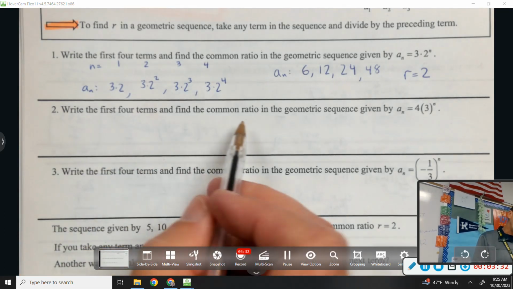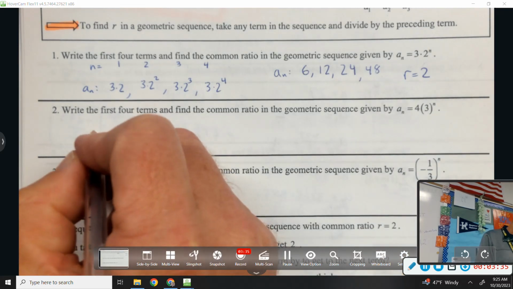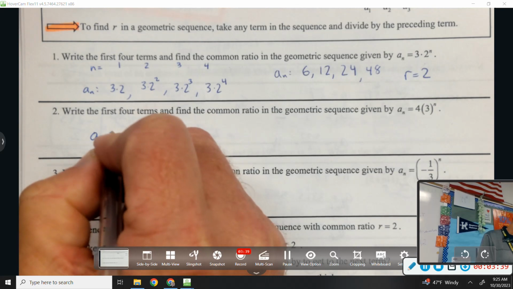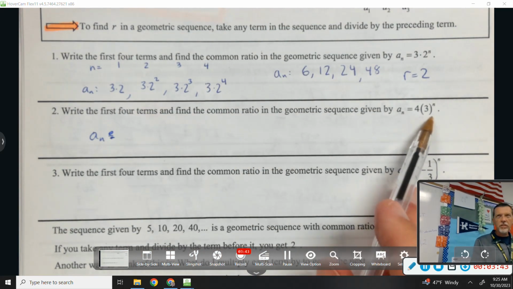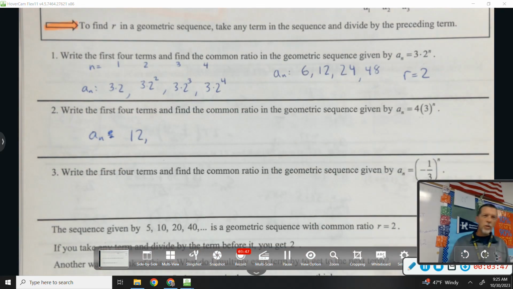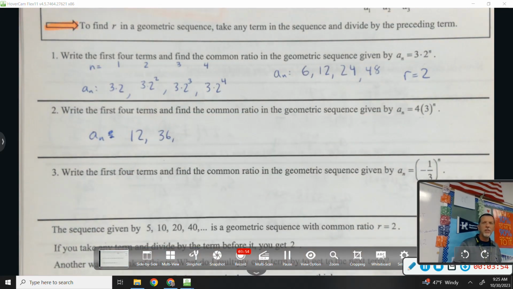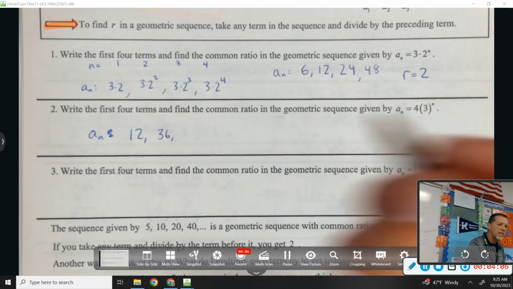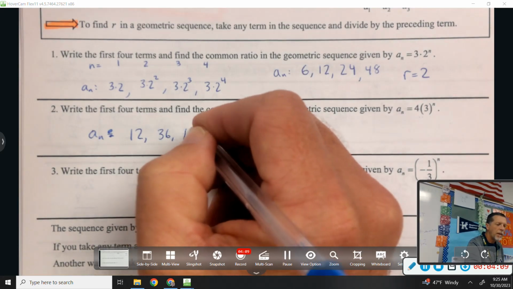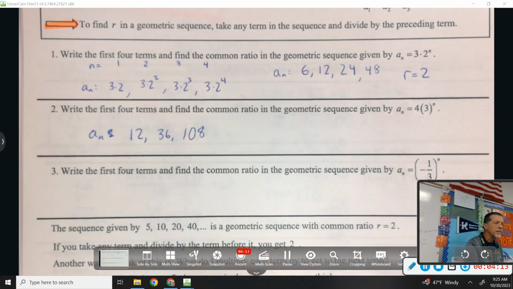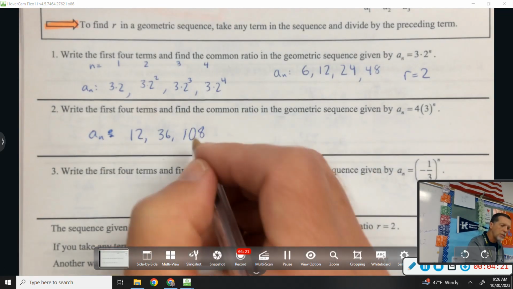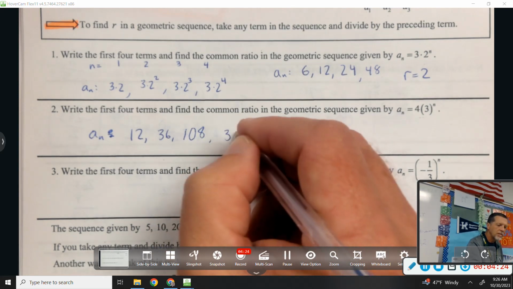Number 2, write the first 4 terms and find the common ratio in this sequence. So maybe not spelling it out quite so slowly this time. 4 times 3 to the first, 12. 4 times 3 squared, 9 times 4 is 36. You reckon the ratio is 3. So the next one is just 36 times 3. 108? Yeah, 108. 18 plus 90 would be 108. 4 times 3 to the 4th. If I could just multiply by 3, this one's easy. 324.